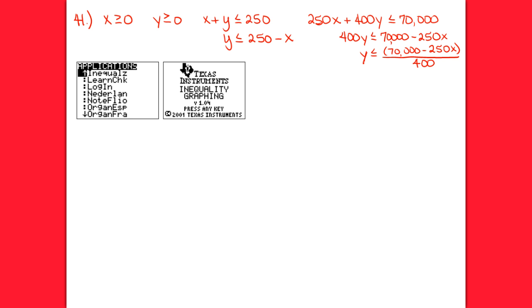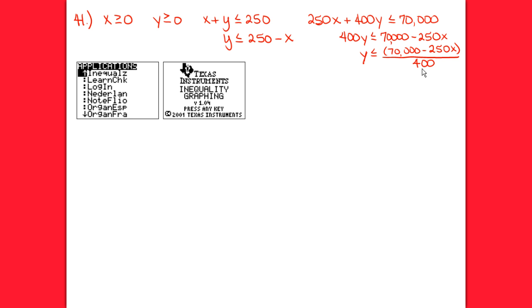All right, to begin with, if I'm going to put these inequalities in my calculator, I'm going to need to solve them for y, right? So we've got y is greater than 0. That one's good already. X plus y is less than or equal to 250, so let's subtract the x from both sides. And then for this guy, I'm going to subtract 250x from both sides, and then I'm going to divide both sides by 400, okay?